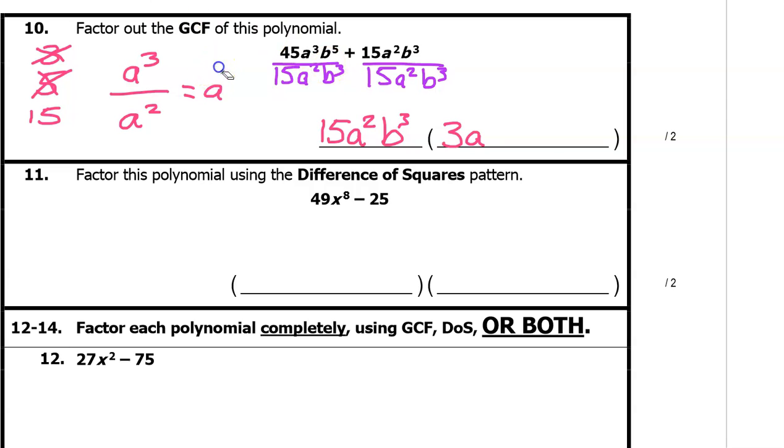Another way to think about it is that a to the third power is really a times a times a. And a squared is a times a. So the 2 a's in the top cancel out 2 a's in the bottom, leaving behind a single a. That's the other way to think about it. What about the b's? I have b to the 5th power divided by b to the 3rd power. That's going to be b squared. 5 minus 3 is 2.